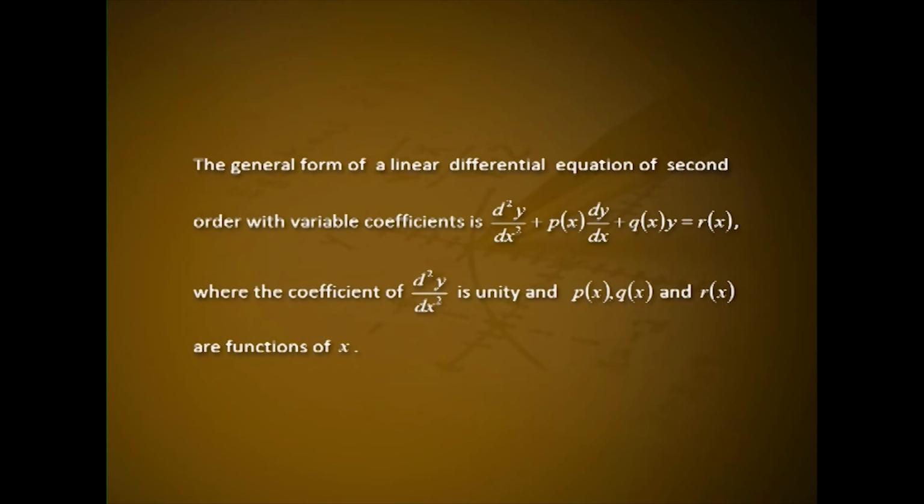Now, let me summarize the major points of this session. The general form of a linear differential equation of second order with variable coefficients is d²y/dx² plus p(x) dy/dx plus q(x) y is equal to r(x), where the coefficient of d²y/dx² is unity and p(x), q(x) and r(x) are functions of x.